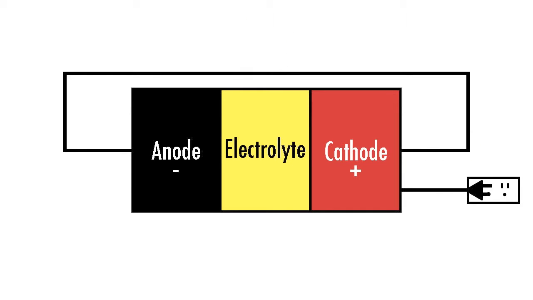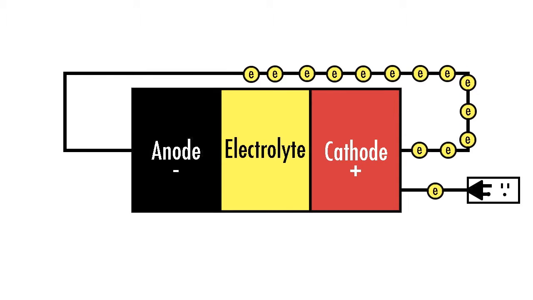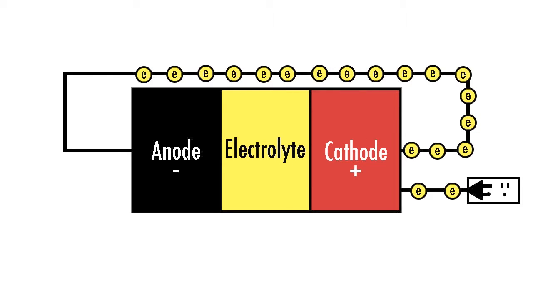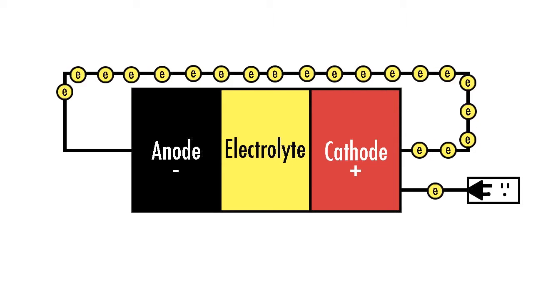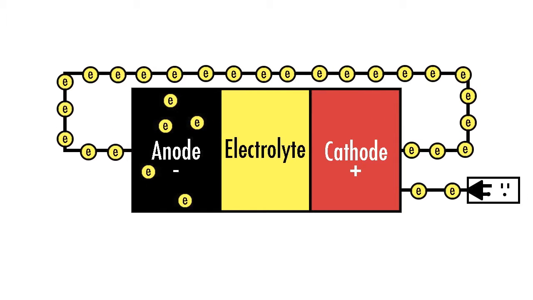But rechargeable batteries are different. They can be recharged by reversing the oxidation reaction, so instead of the electrons flowing from the anode to the cathode, they flow from the cathode to the anode. The ions travel through the electrolyte, picking up the electrons at the anode, gaining a net negative charge. This is how batteries store power.